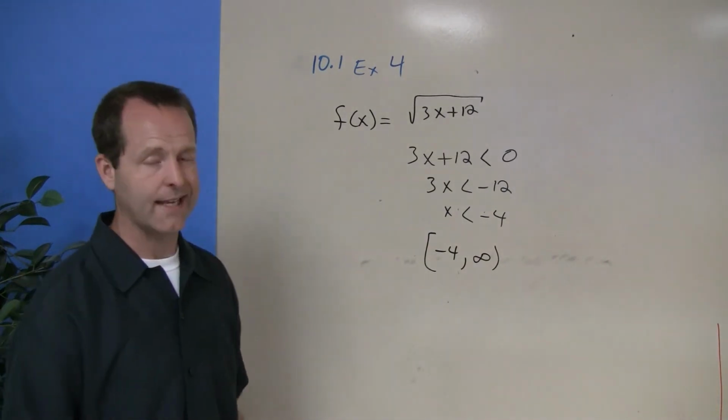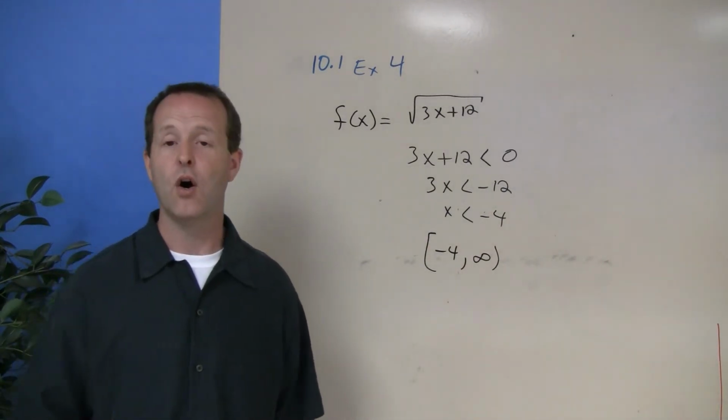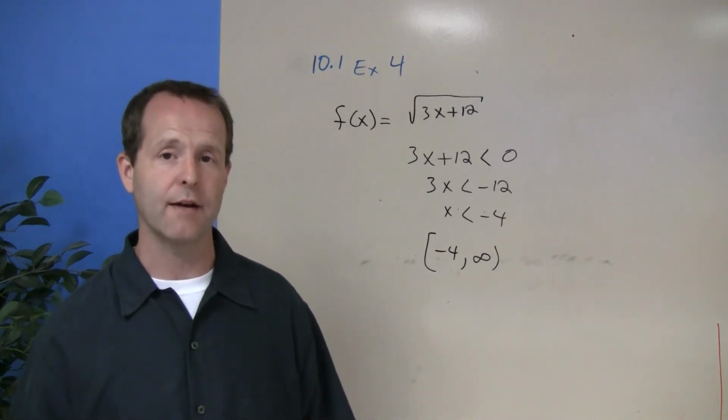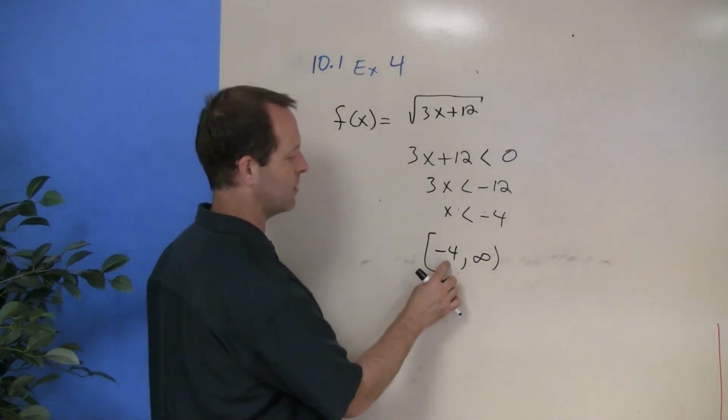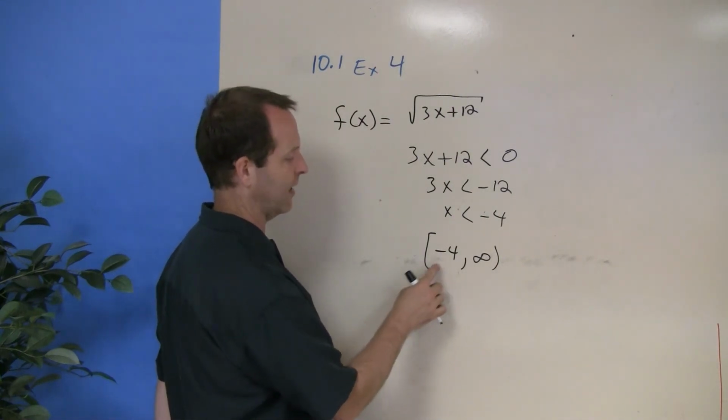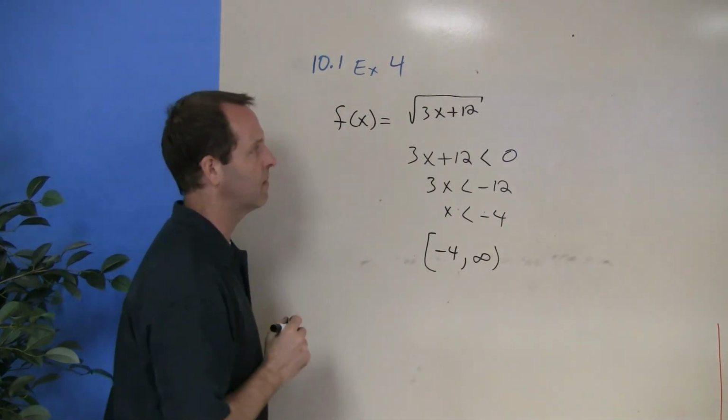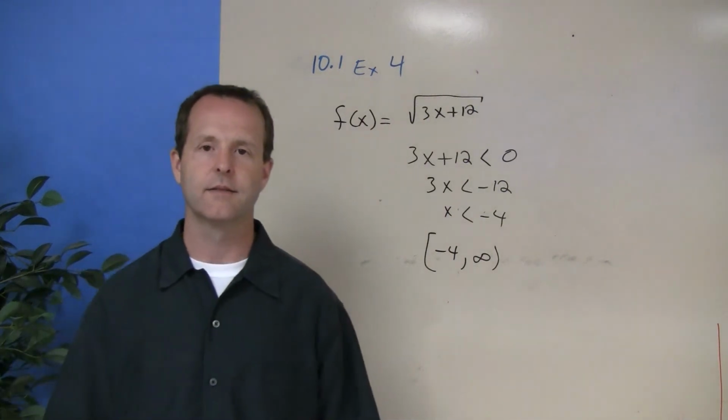So if all the values I can't use are less than -4, all the values I can use are greater than -4, but also I could use -4. So interval notation tells me a hard bracket, or a closed bracket, -4, infinity, and there's my solution set to represent my domain.